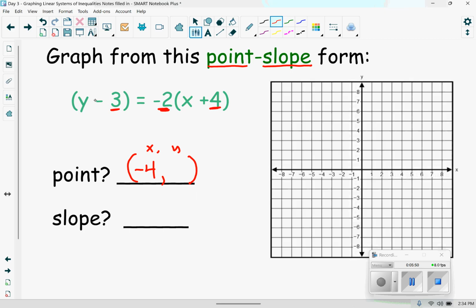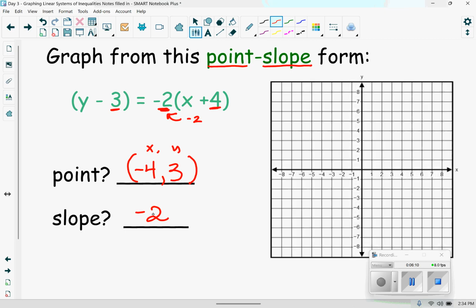I'm going to use the opposite of that, which would be a +3. So I know my equation, or my line, if you will, goes through the point (-4, 3), and I know that the slope is -2. Well, if I've got a point and a slope, I'm ready to graph, right?